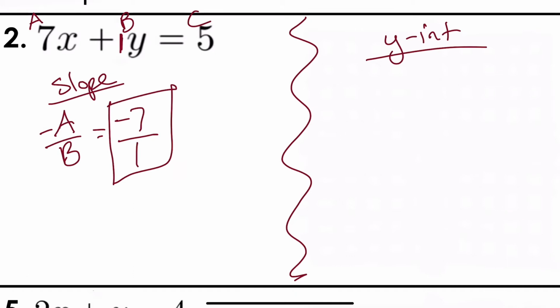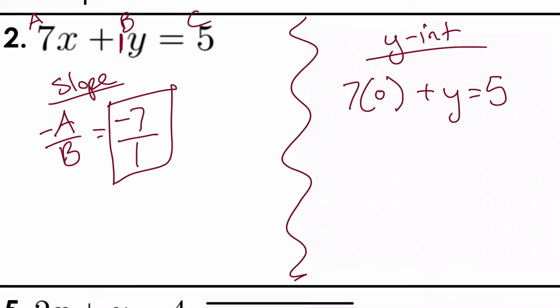Okay, so let's find our y-intercept. So remember, you're going to replace your x with a 0. I'm writing this exactly the way it is, but instead of an x, we're going to write a 0 in there. So you get 7 times 0 plus y equals 5.